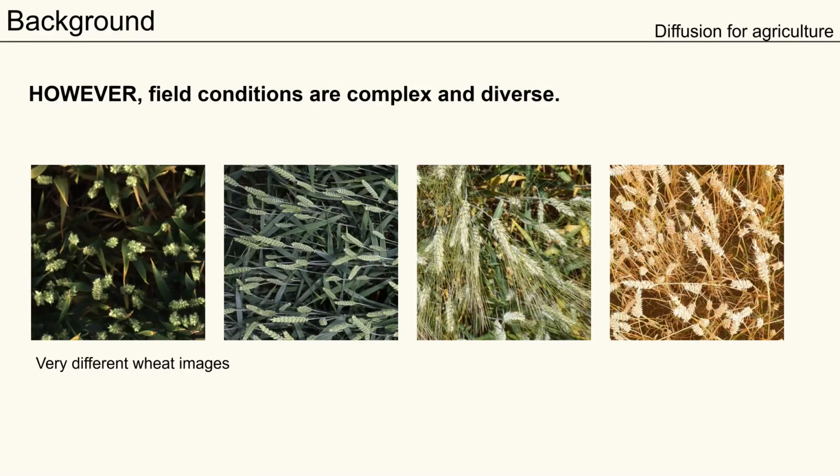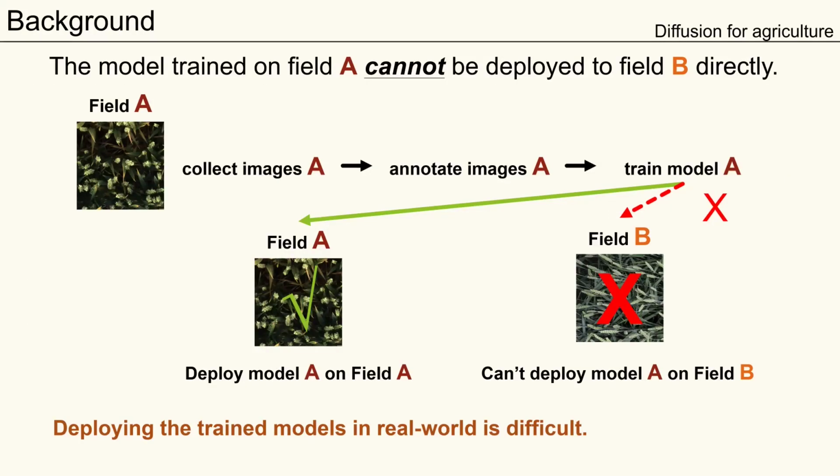However, agricultural field conditions are complex and diverse. Variation in crop variety, growth stages, light conditions, and management can introduce differences. As the example here, all four images are of wheat, but they are from different fields and therefore have obvious differences in appearance. This difference is called domain shift. The domain shift can lead to a decrease in model performance or even failure.